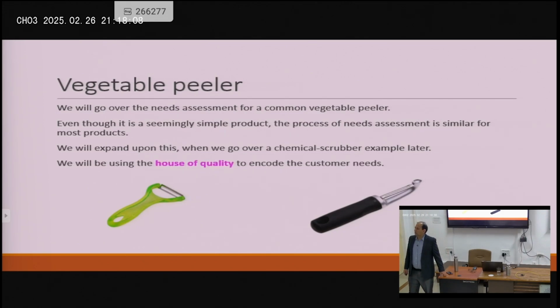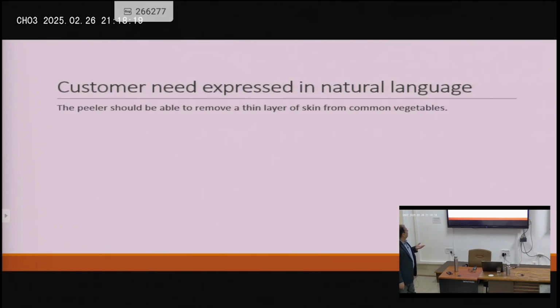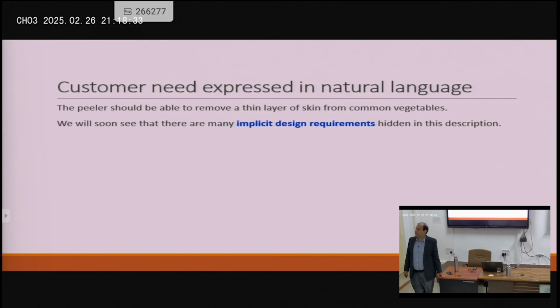Okay, so as before, we'll be using house of quality to encode our customer needs. So customer needs are expressed in natural language. The peeler should be able to remove a thin layer of skin from common vegetables. Okay, that's what the customer might say. It's natural language. There's nothing fancy about it, nothing scientific about it. But we'll see that when somebody says something, as an engineer, as a designer, there's a lot of implicit things they mean from it, right? It's not just a matter of this. When you start parsing, it's like, do you mean this? Do you mean that? Is this correct or is that correct?